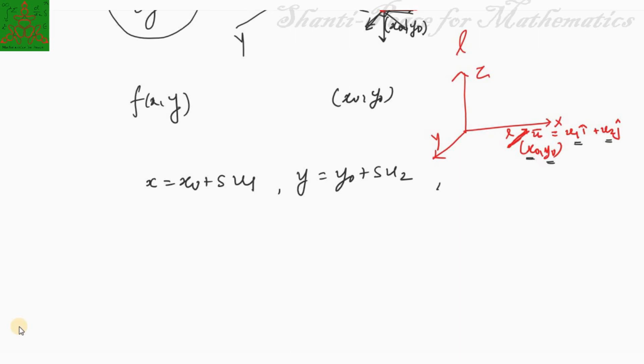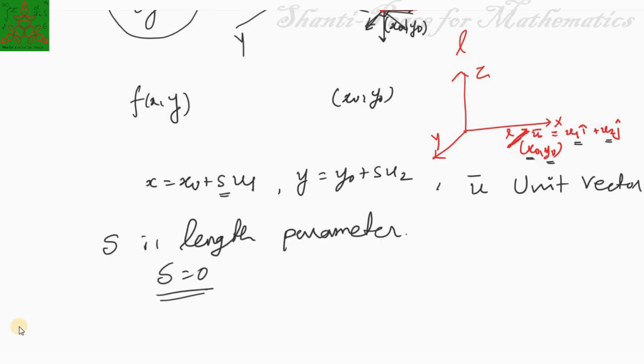And we are taking this u as a unit vector. U bar is a unit vector that we are taking. And here, what is s? s is the length parameter. If s is 0, then the point (x, y) refers to (x0, y0). And if s increases, the point moves along the line in the u direction.